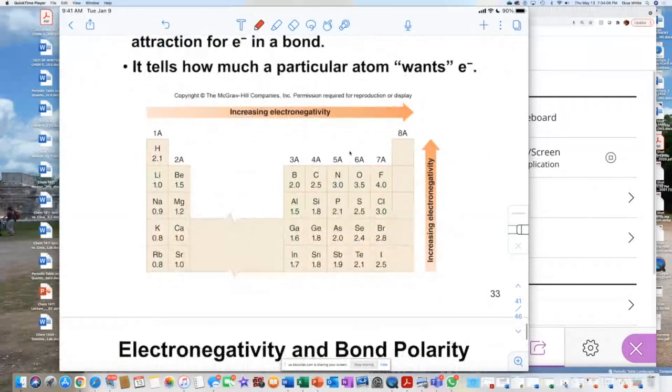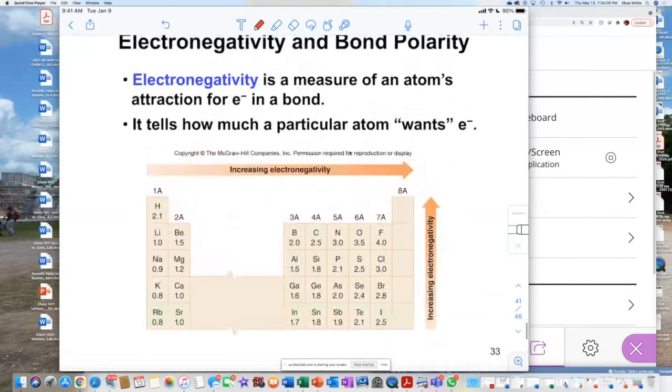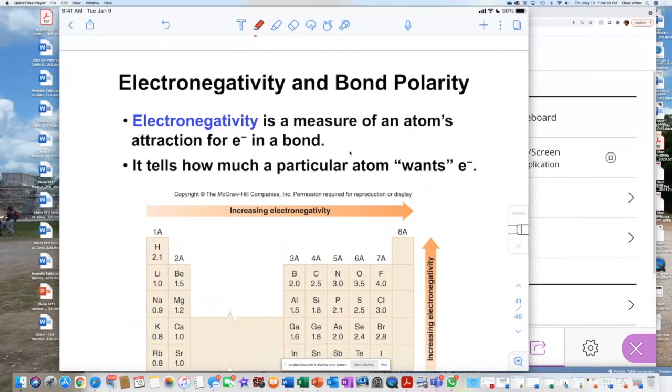Oh, look, we're kind of close to the end. I did talk about how to figure out if a whole compound or molecule is polar or not, right? Essentially, I kind of skipped some steps, but that's okay because I'm trying to make sure I finish this video today. Okay, we want to talk about electronegativity and bond polarity.